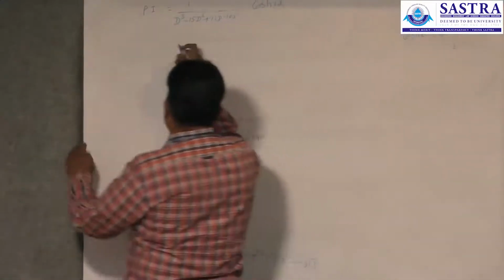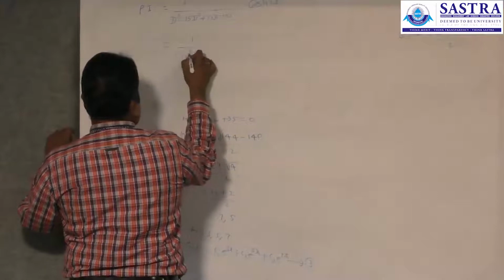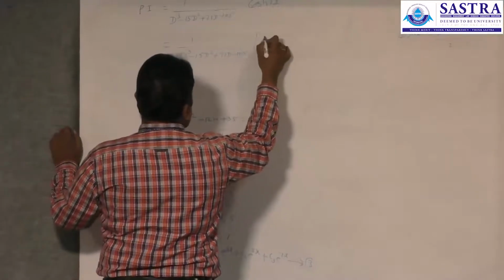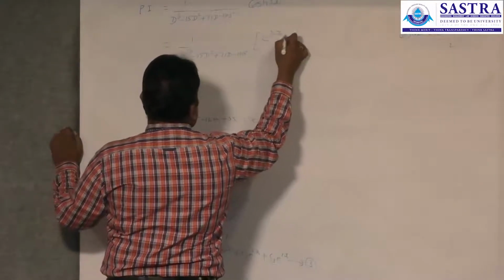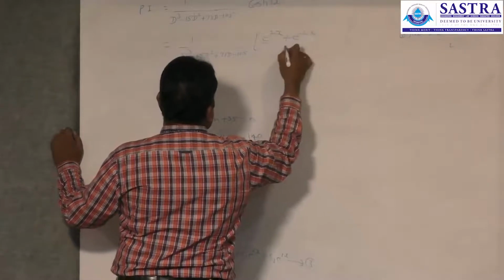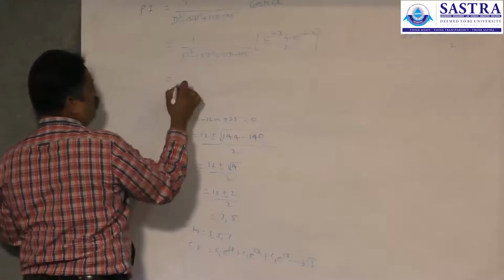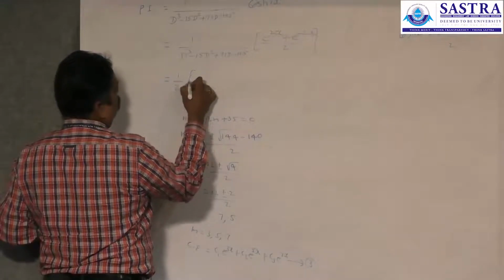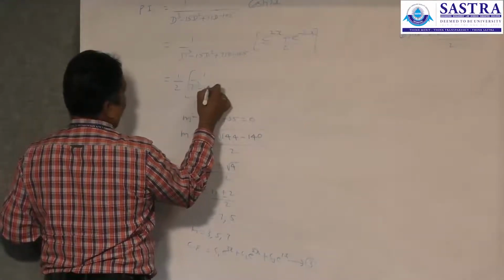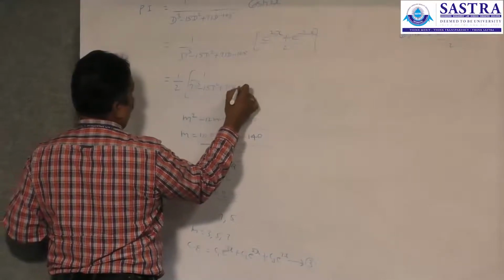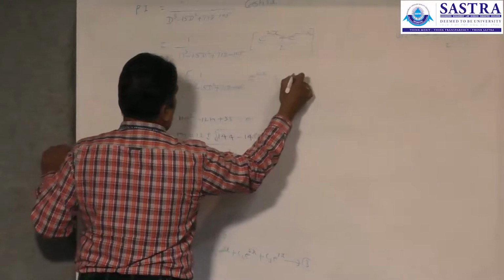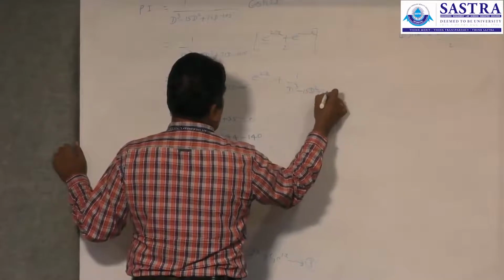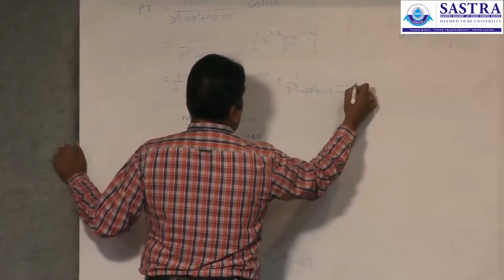So cos h to x can be written as e power 2x plus e power minus 2x divided by 2, which is equal to, this 1 by 2 can be taken out, 1 by d cube minus 15d square plus 71d minus 105 e power 2x plus 1 divided by d cube minus 15d square plus 71d minus 105 e power minus 2x.